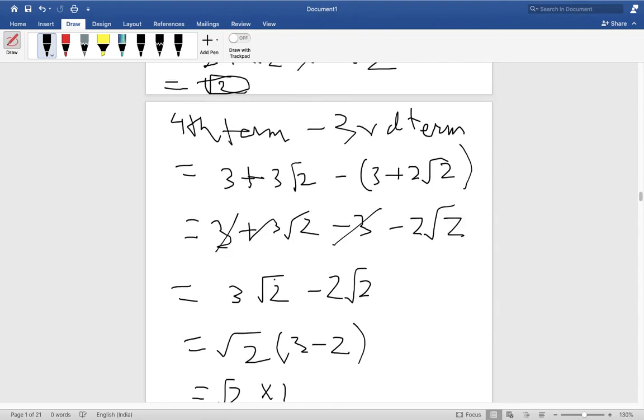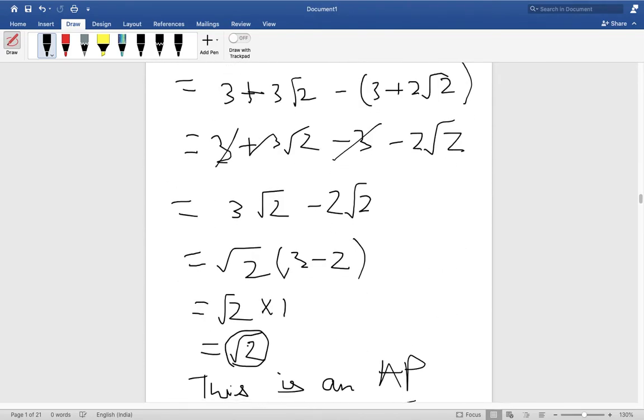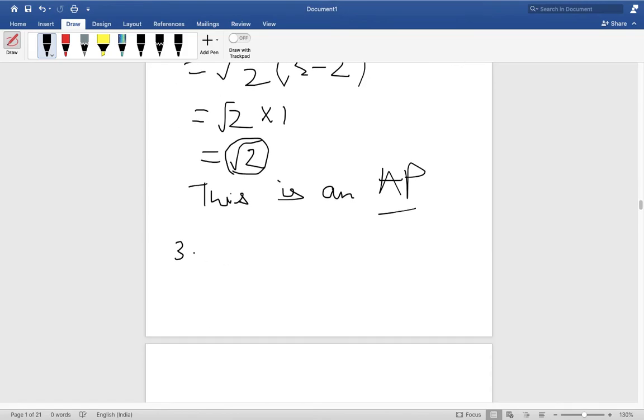How do you find the next three terms for this? 3 plus 3 root 2, just keep on adding square root of 2 into it. So 3 plus 3 root 2 will become 3 plus 4 root 2, and you add square root of 2 to it. This will become 3 plus 5 root 2. This will become 3 plus 6 root 2. That's it. We are done here.